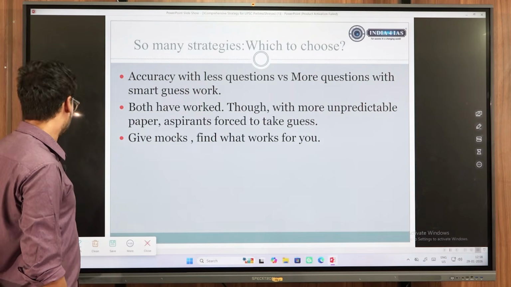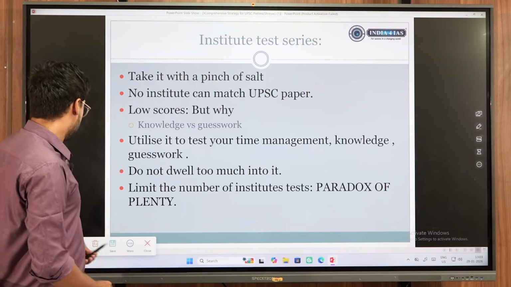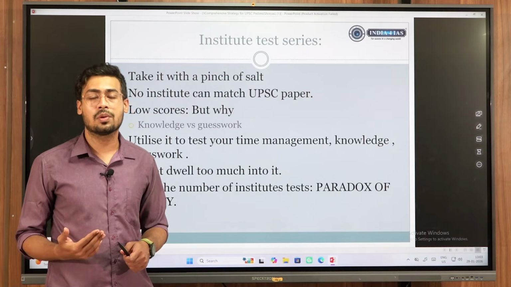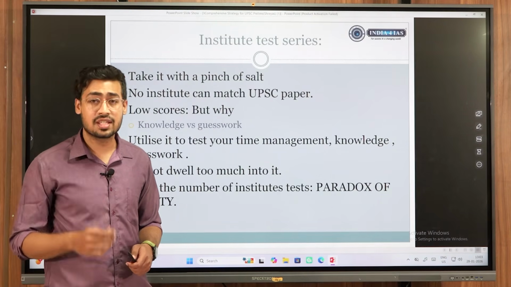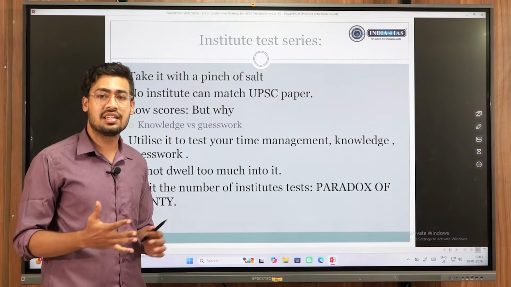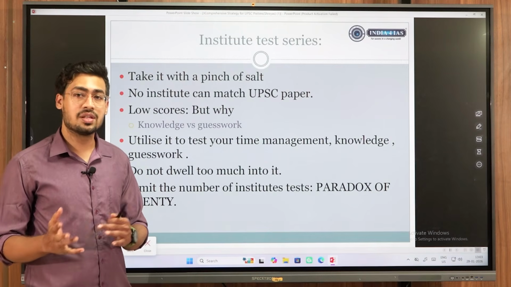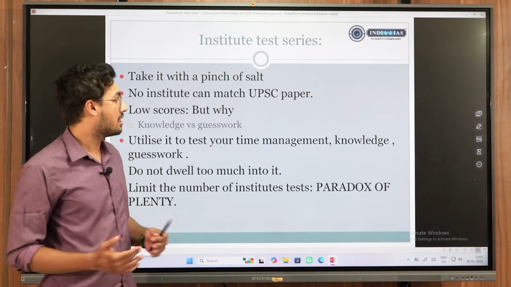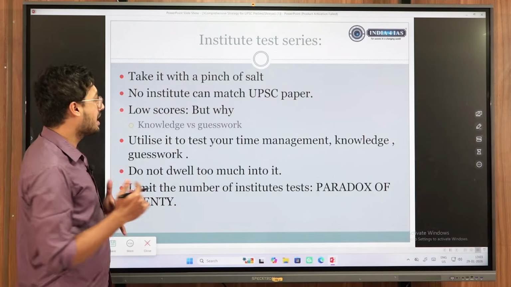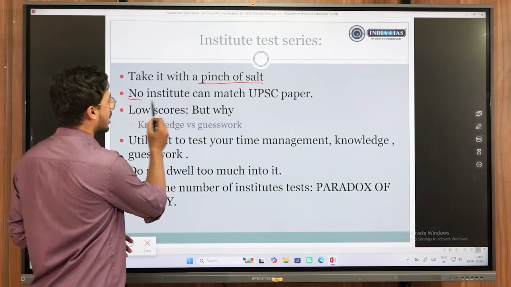Moving ahead. So like I said, this is another general thing. There are so many institutes which come up with their own prelims test series when prelims is approaching. So which one do we choose, or to what extent do we need to trust an institute's paper? Will similar questions be asked in the UPSC paper, or will a similar way of thinking help us there? Let us try to know these things. Like I said, when we are attempting an institute paper, take it with a pinch of salt. In simple words, what I mean is, no institute can match the UPSC paper.